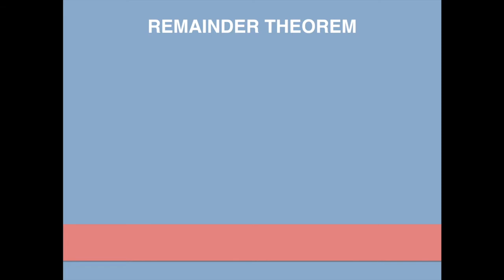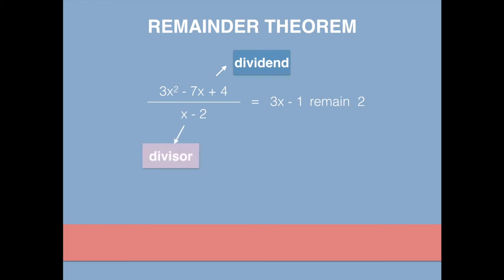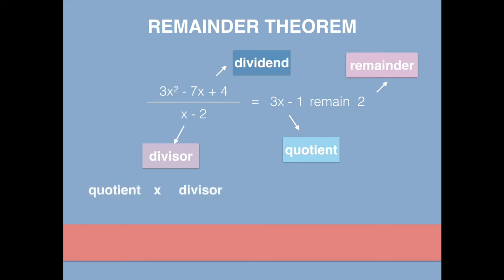Now this is the next remainder theorem example. 3x to the power of 2 minus 7x plus 4, if you divide it by x minus 2, you would have 3x minus 1 with the remainder of 2. 3x to the power of 2 minus 7x plus 4 would be the dividend. x minus 2 would be the divisor. 3x minus 1 would be the quotient, and 2 would be the remainder. Quotient, if you multiply by the divisor and add the remainder, would be the dividend.